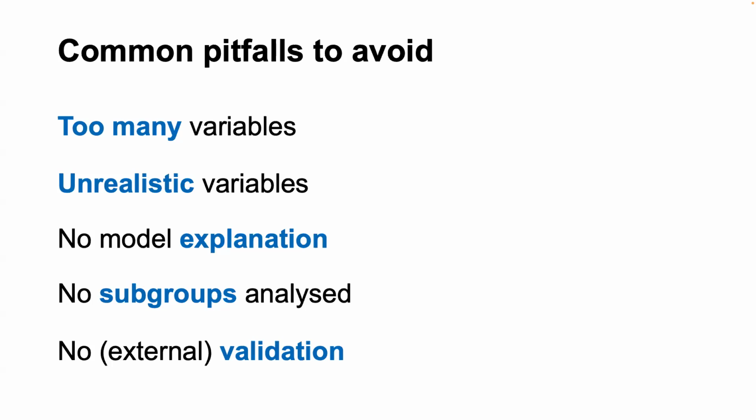Model explanation is vital. You won't get used if we can't explain your model. Subgroups, again, vital. Too many models are published with overarching statistics. It was good in aggregate, but how good was it in X or Y age range? How good was it in men versus women? These things are really important. And finally, your model needs to be validated. In some cases, that can be impossible to do immediately. It doesn't mean that it won't need to be done at some point.